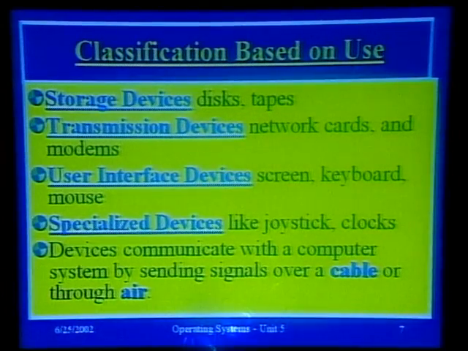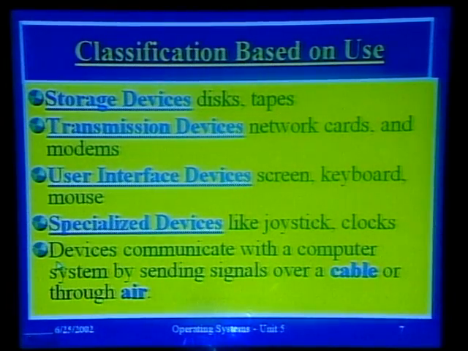For example, we have storage devices. Disks and tapes come in this category. We can classify some as transmission devices. Network cards and modems fall in this category. User interface devices, screens, keyboards, mouse, fall in the user interface devices category. And specialized devices like joysticks and clocks also fall in specialized devices based on their use.